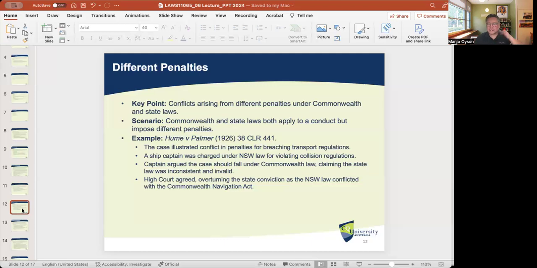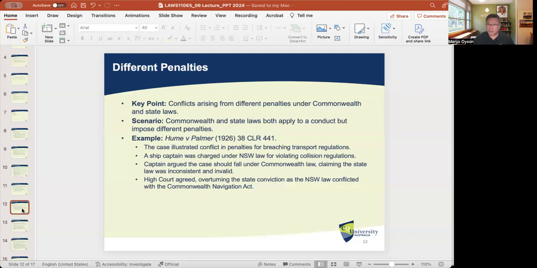And in this particular case, this particular ship captain was prosecuted under the New South Wales law for violating collision regulations, but the penalties were actually higher and different than those imposed by the Commonwealth Parliament through the Commonwealth Navigation Act. And so the ship captain argued that any criminal proceedings should not be based on New South Wales law, but on the Commonwealth law, because the Commonwealth law legislated on the same subject matter, although it provided different penalties. And here, even though the captain had already been convicted by a state court for violating the New South Wales law, the High Court made a determination that the Commonwealth Parliament legislated in relation to the same field, so that you've got the covering the field doctrine.